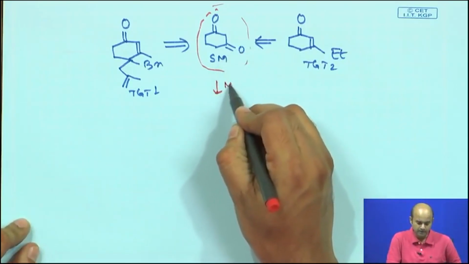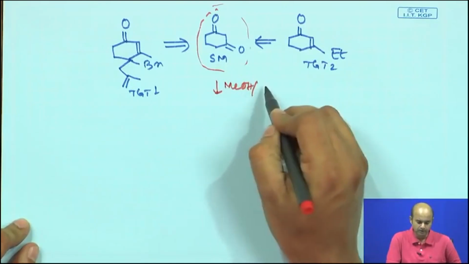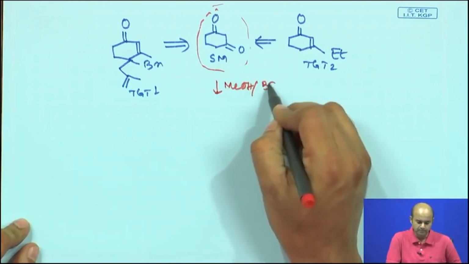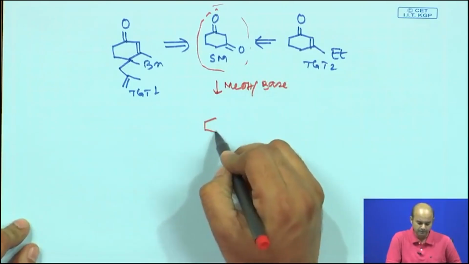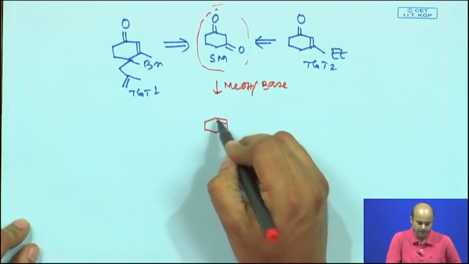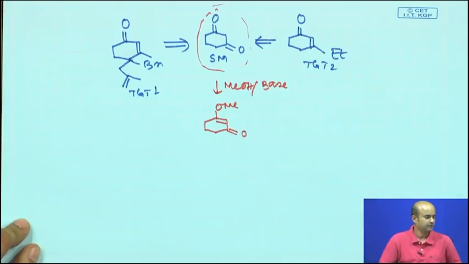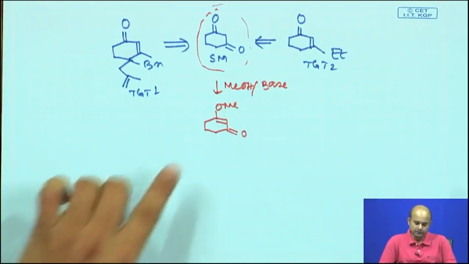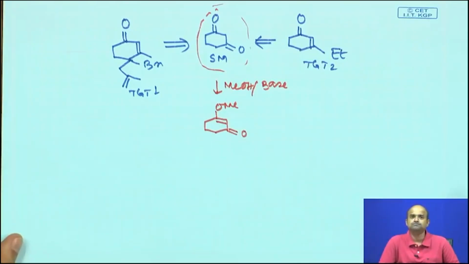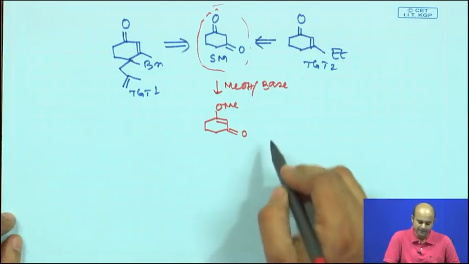You can simply put methanol and a base to make this compound as this. So, this is the initial enol ether which you can easily access.